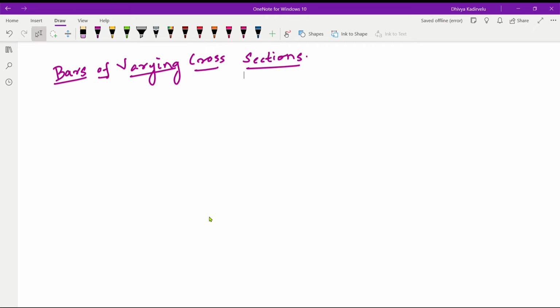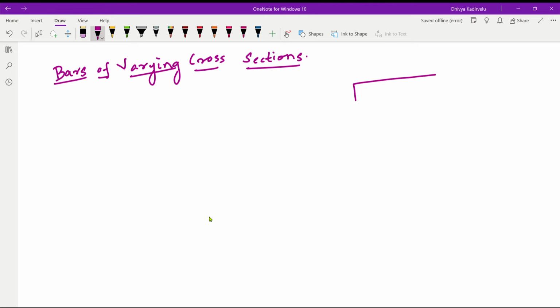In this video, we'll talk about finding out the stress values and strains in bars of varying cross sections. In the last video, we talked about finding out the stress and strain values for prismatic bars, which have the same cross section like this, right?